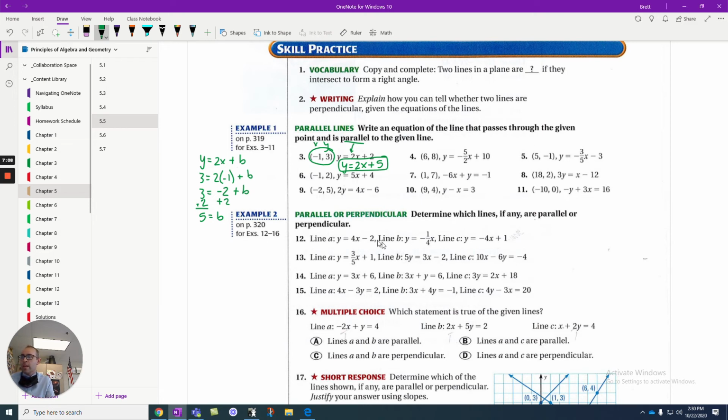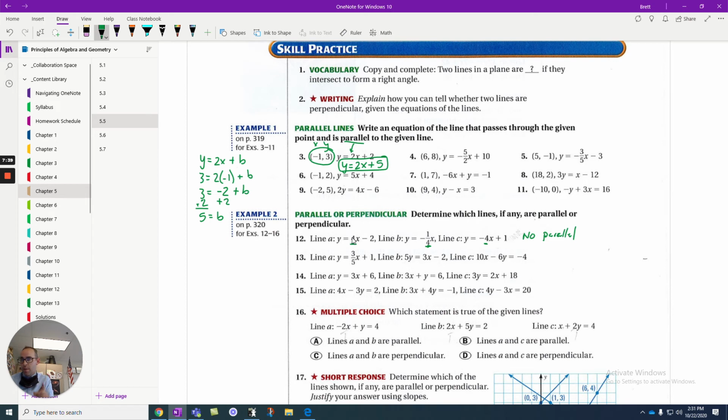So when we look at 12 through 15, and we're looking at, are these lines parallel? Are these lines perpendicular? I look at just the slope. So here on 12, parallel means identical. I see I have a +4, a -1/4, and a -4. So I would say there are no parallel lines because none of them have identical slopes.